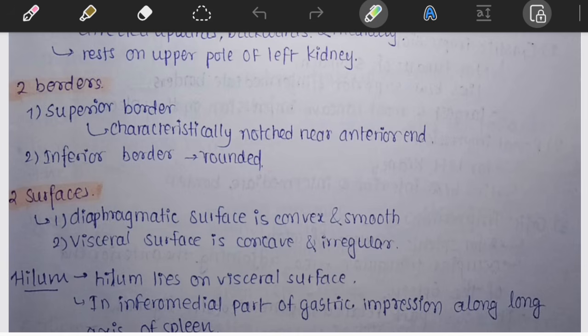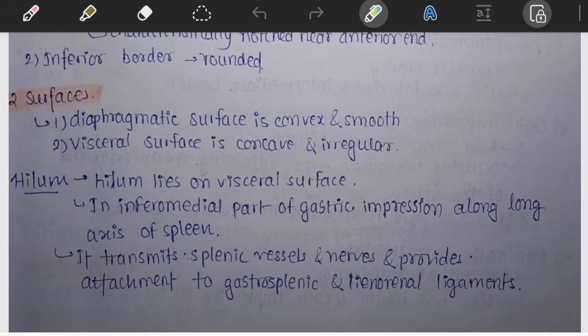Here we will see the surfaces. First is the diaphragmatic surface. It is smooth and convex. Why? Because it is molded against the diaphragm. The spleen is related to the costodiaphragmatic recess of pleura, lung and the 9th, 10th and 11th ribs on the left side.